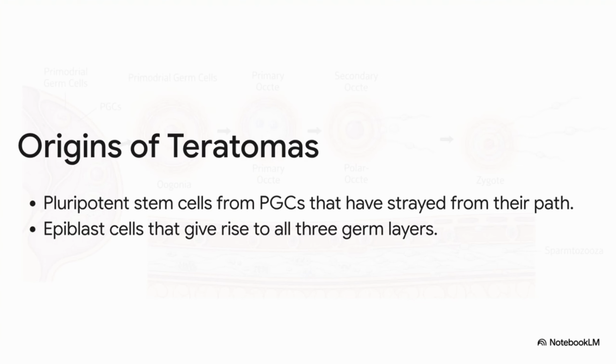This really explains where these things come from. The main theory is that teratomas come from these pluripotent PGCs that just wandered off their designated path. There is another idea that maybe they arise even earlier, from epiblast cells during gastrulation. But either way, it's a developmental mistake involving cells that have an immense amount of potential.